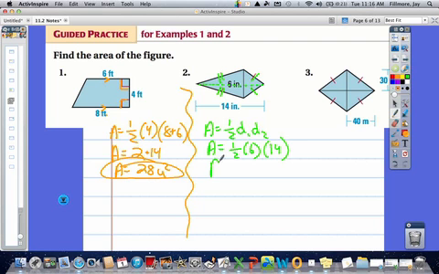1/2 times 6 times 14. I could take 1/2 of 6, which is 3, and 3 times 14. Or I could say 1/2 of 14 is 7, and 7 times 6. Either way, it's 42 square units.